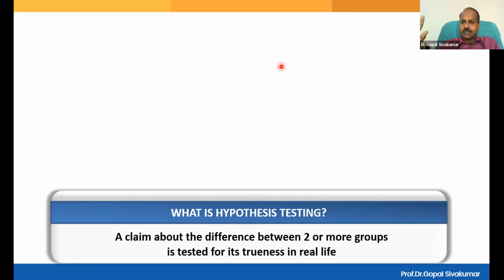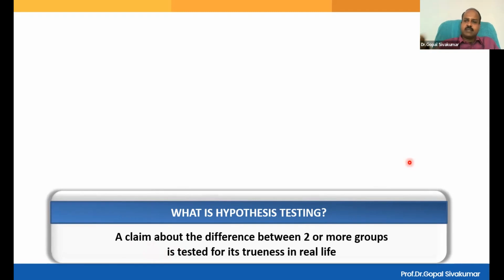So you need to do some experiment on the statement that has been given by the experts, given by the stakeholders. And whatever the experiment says, you can go by it. At the same time, you have to make sure the experiment does not mislead you. That's very important. So hypothesis testing means we are validating a claim. A claim can be between two groups or between more than two groups. So a claim about the difference between two or more groups is tested for its trueness in real life.